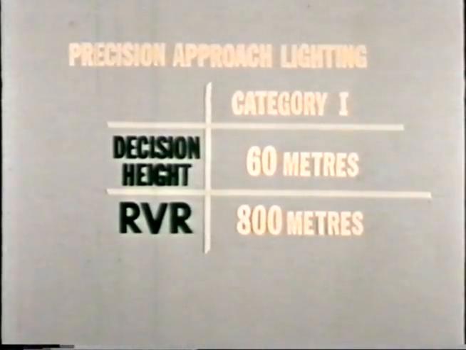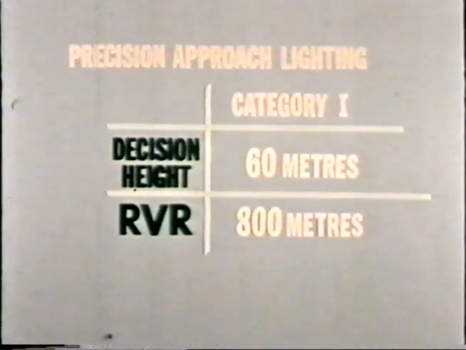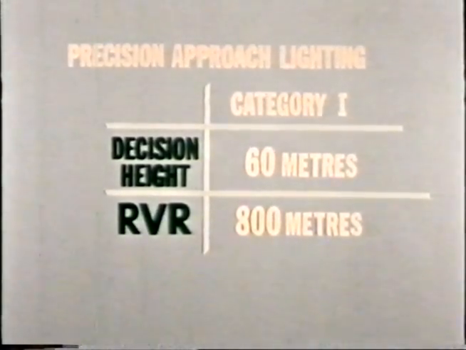While we are still at a considerable distance from the aerodrome, the sequence flashing lights provide positive identification of the approach lights from other lights in the area. Precision approach Category 1 lighting systems are designed for operations down to a 60-meter decision height and an 800-meter runway visual range.